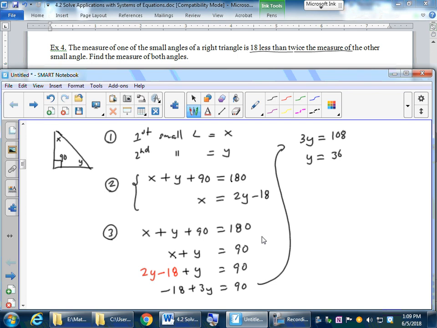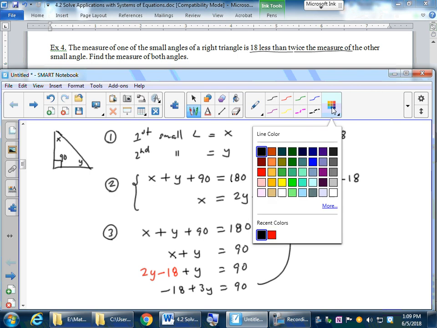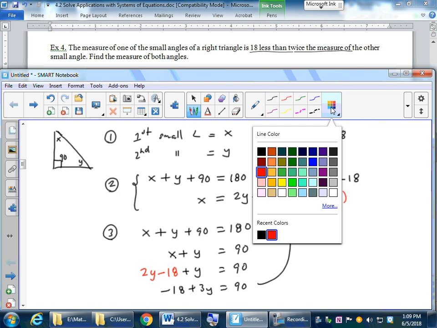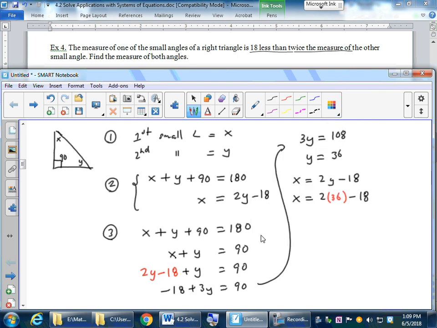Now that we got y already, I have to find out what is my x. So I substitute into this equation, substituting y with 36. That gives us my x is equal to 36 times 2, which is 72, minus 18. So 72 taking away 18, that is 54. So finally, we can do the interpretation.